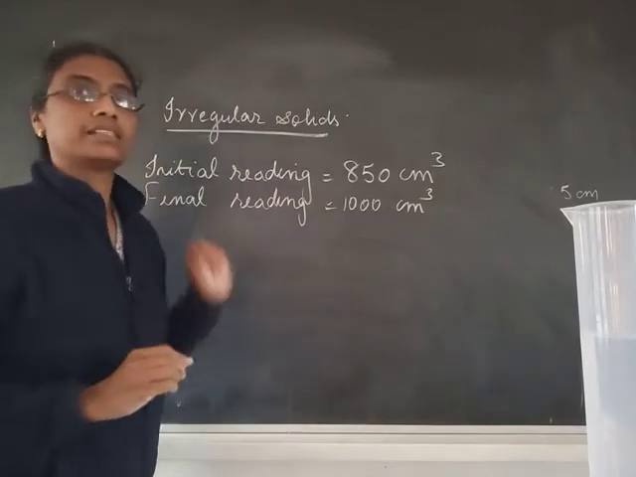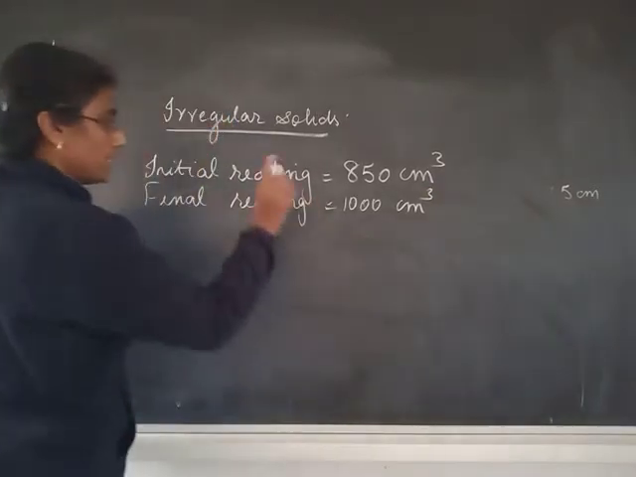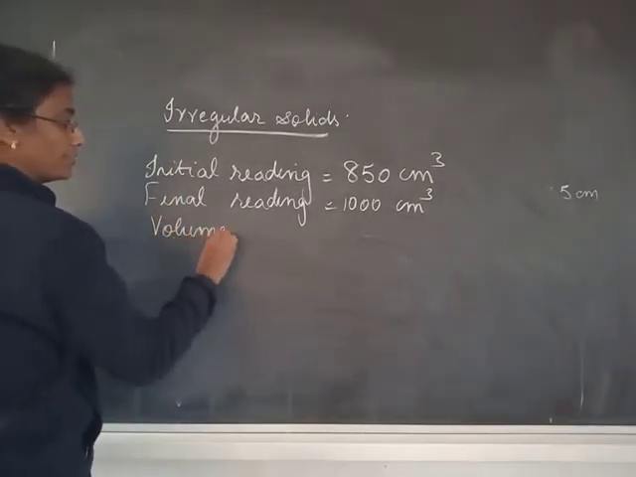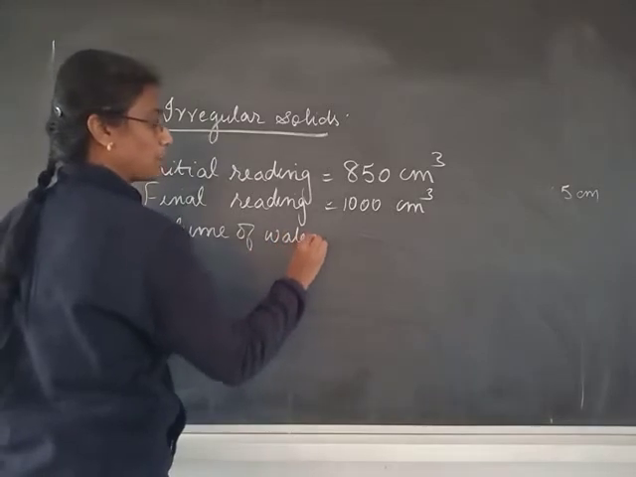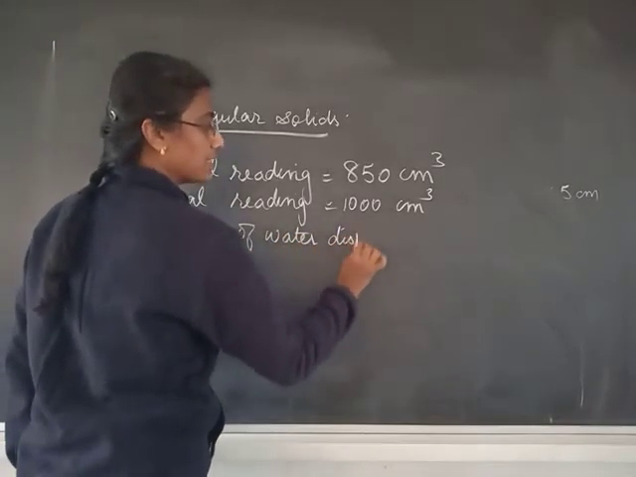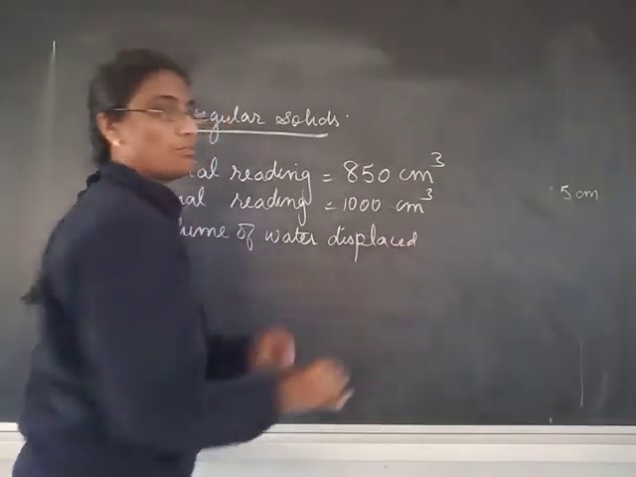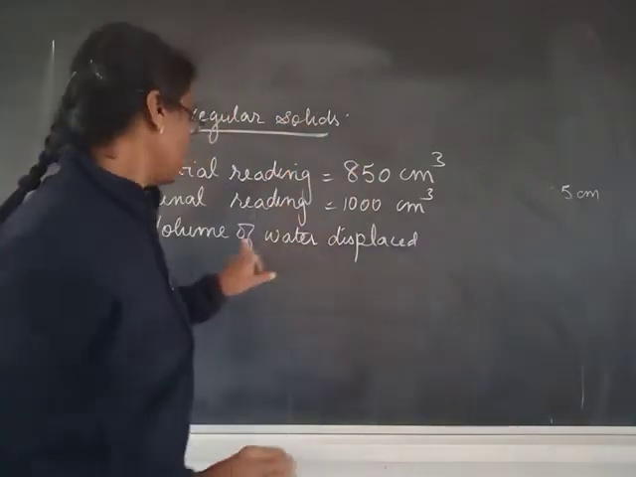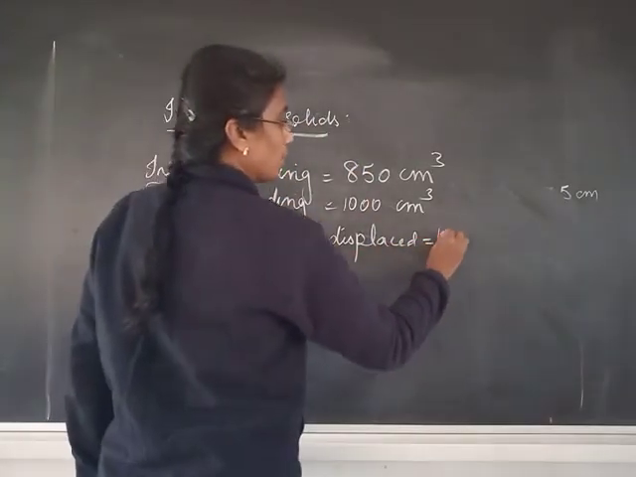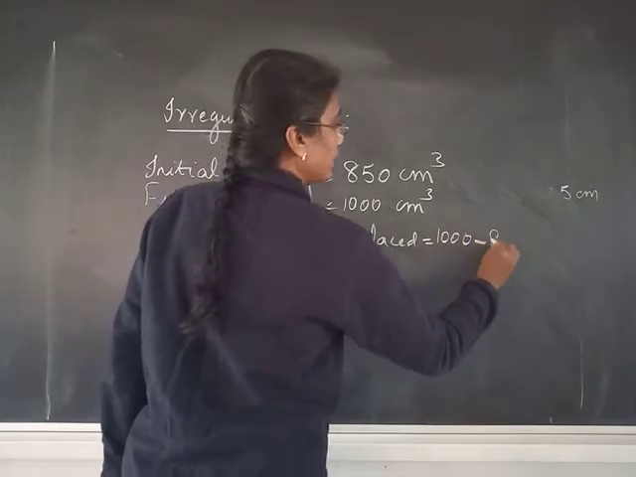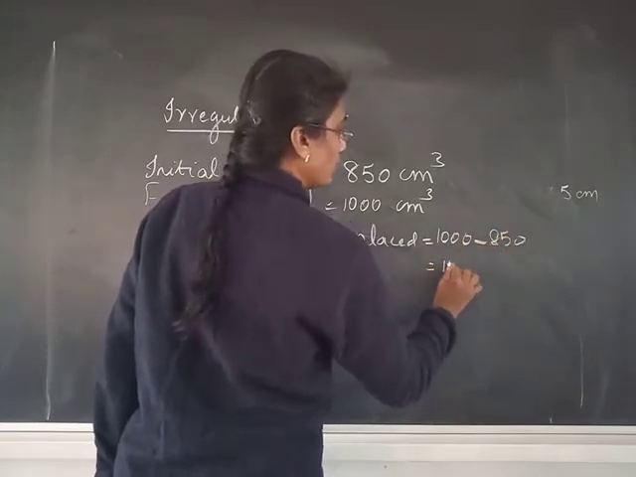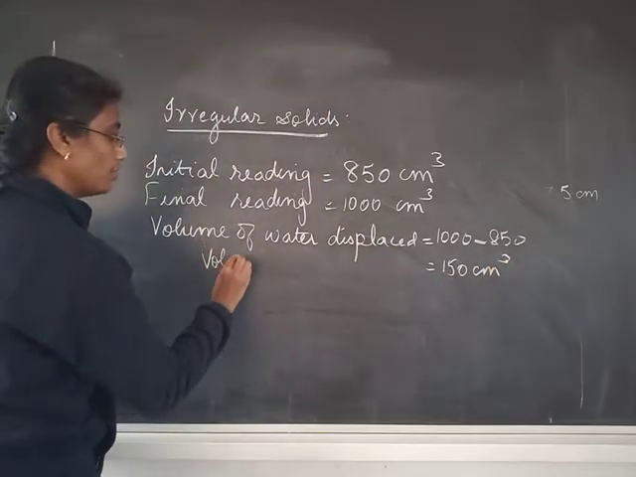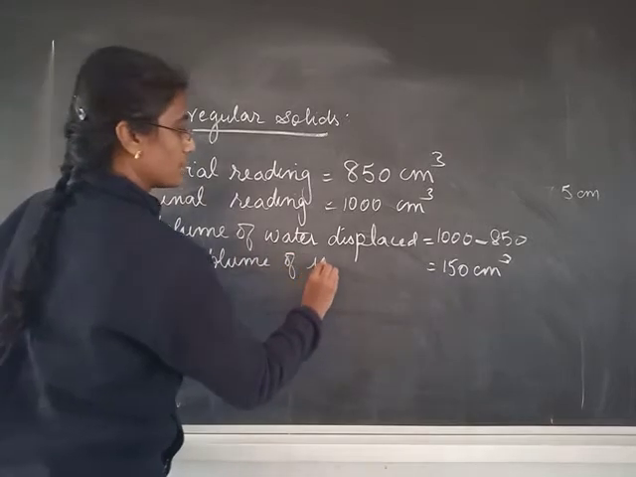I have to subtract these two. If I subtract these two, that will give me the volume of water displaced. You understand the meaning of displaced? How much has been the rise in the level of liquid? That's called volume of water displaced. So 1000 minus 850, that is 150 centimeter cubed, and this is the volume of the solid.